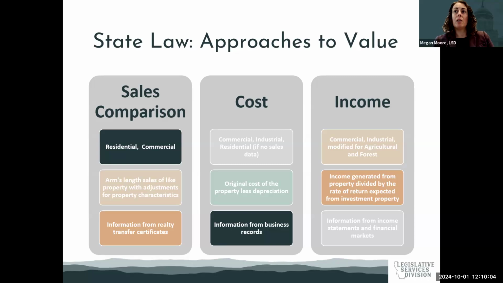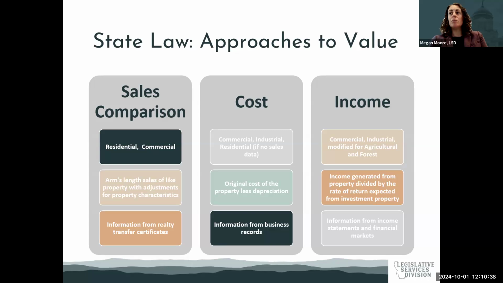The next approach is the cost approach. This is used for commercial, industrial, and residential property if there's no sales data for the residential property. And it uses the original cost of the property less depreciation and the information for this approach comes from business records. Finally, we have the income approach, which is used for commercial and industrial property, and a modified version of the income approach is used to value agricultural and forest property based on their productive capacity.